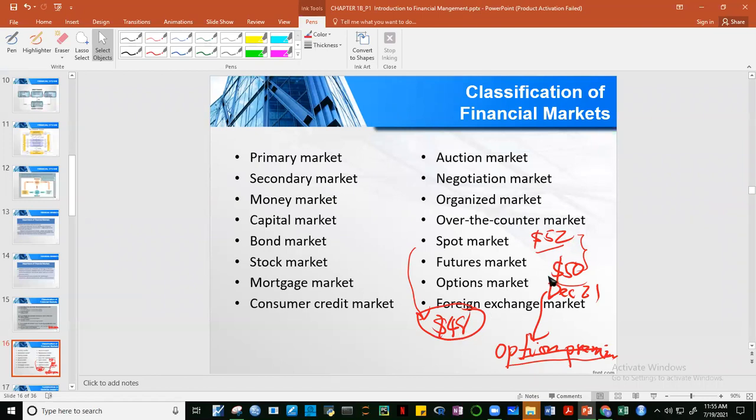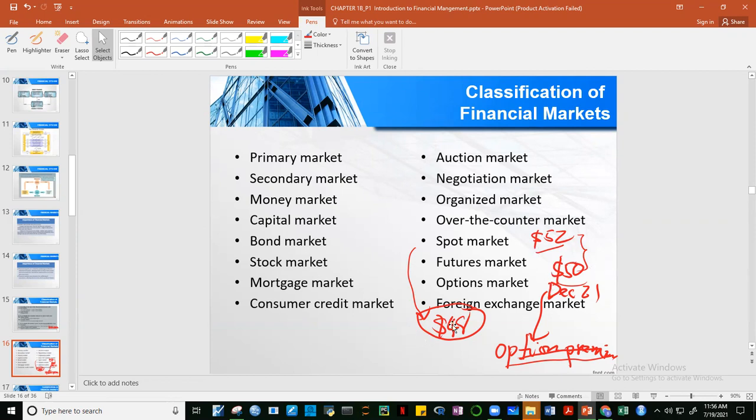Tapos pag nag 48 yung price, ang mangyayari, hindi natin bibilhin. Hindi natin i-exercise yung option to buy. Okay? So ano lugi natin? Hindi tayo magkakalugi dun sa 50 minus 48. Okay? Hindi tayo malulugi dun kasi hindi naman natin bibilhin yung oil. Okay? But what if you need oil?